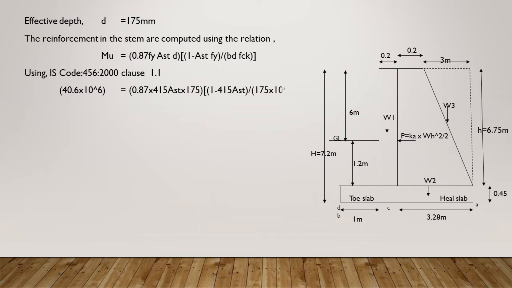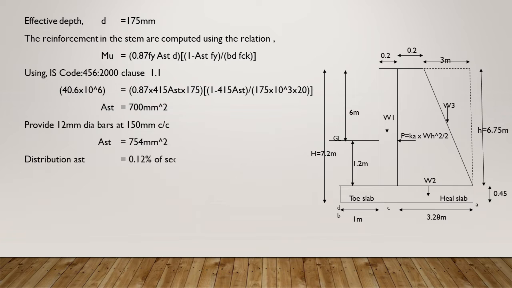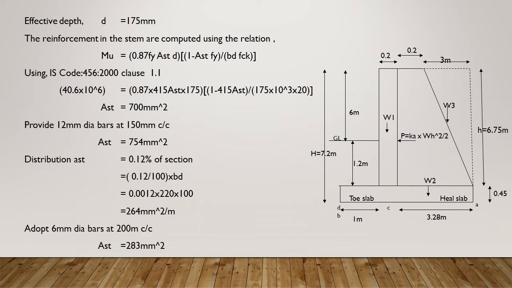So Mu is equal to 0.87 Fy Ast d, 1 minus Ast Fy by b d Fck. This formula is taken from our code book IS 456:2000, page number 96, clause number G-1.1. We know the moment value is 40.6 into 10 power 6. 0.87 is a constant value. Then Fy is given in our question, Fe 415.